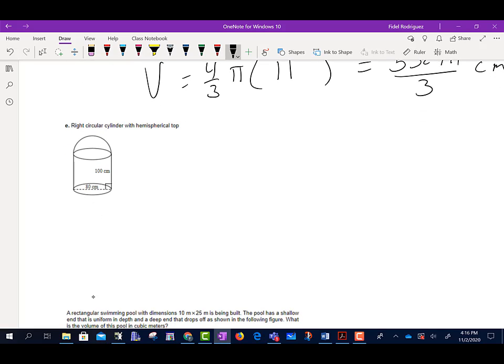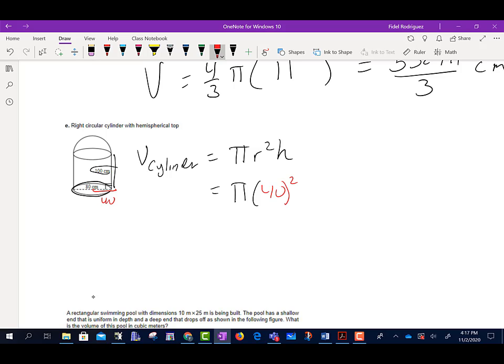All right. Let's see if we can find the volume of this piece here. So first, let's find the volume of the cylinder. To find the volume of the cylinder, we're going to take pi r squared, which would be the area of this circle, times this height here. So I'm going to write it out. Pi, my radius, remember the radius is only half the distance. So that's 80, the radius is 40. So 40 squared times my height, which is 100.